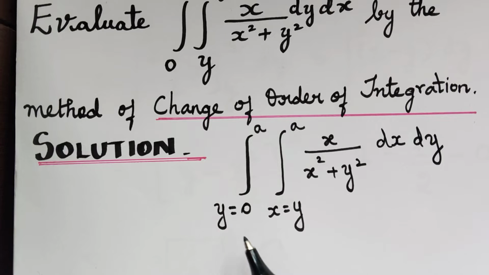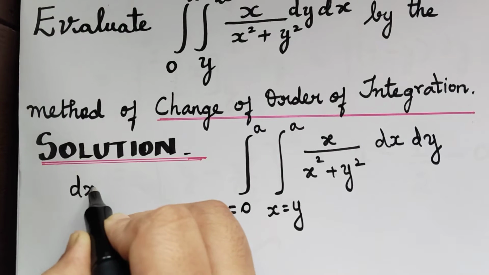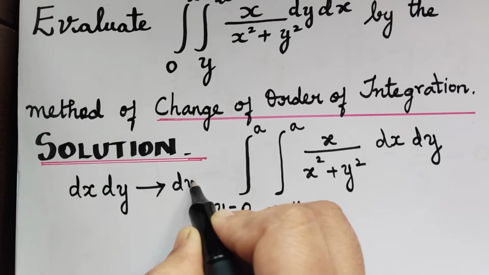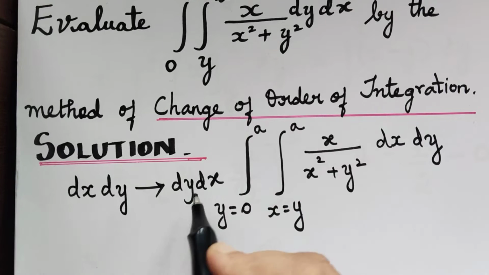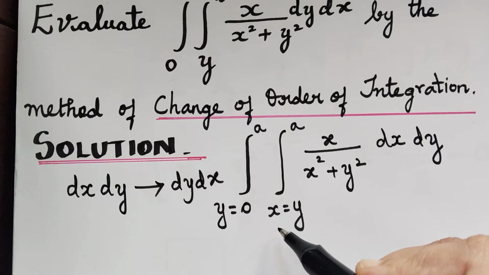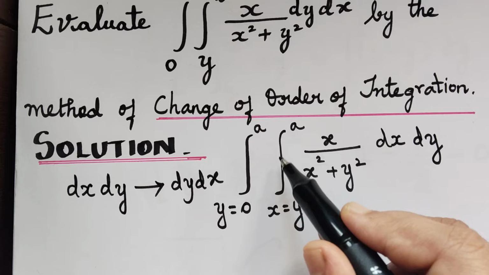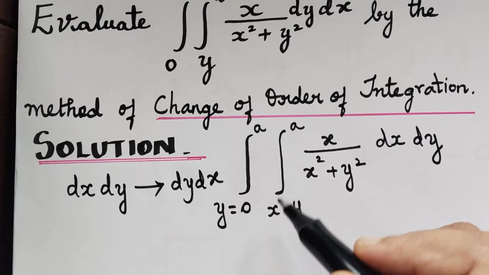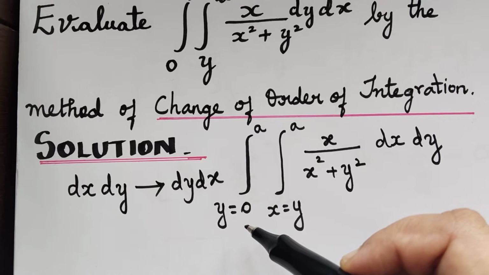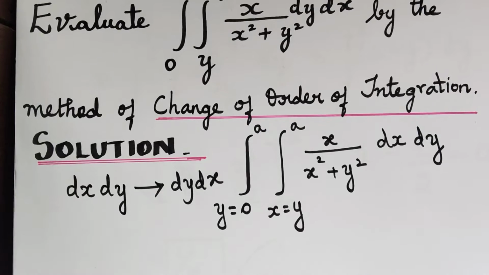Now here we have to change the order of integration. In the given question, the order of integration is dx dy, which has to be changed to dy dx. That is, the inner integral is with respect to x here, whereas we have to change the order so that the limits of the inner integral will be for y and the limits of the outer integral will be for x. For that, first we shall write the old limits and sketch the region of integration.